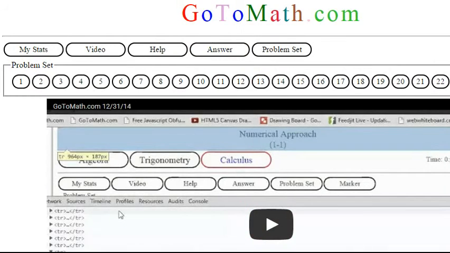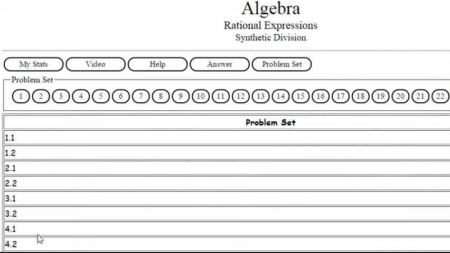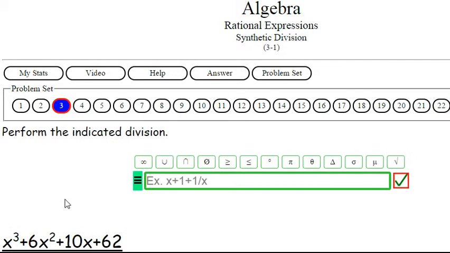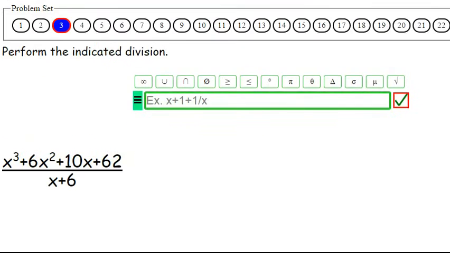Okay, we're here at GoToMath.com. Click on the algebra. Let's go down to synthetic division. 3.1. Alright, well, they're finally getting a little bigger. x cubed plus 6x squared plus 10x plus 62, and that's going to be all over x plus 6.